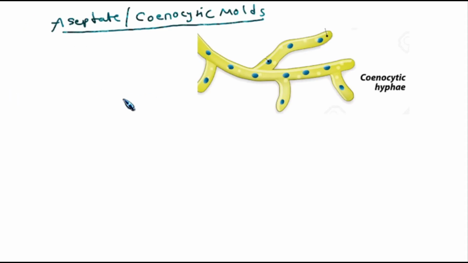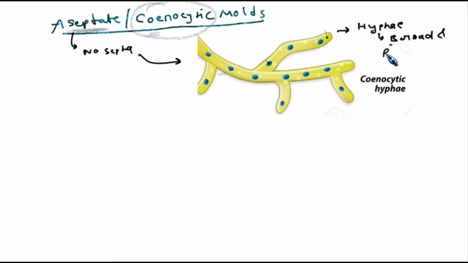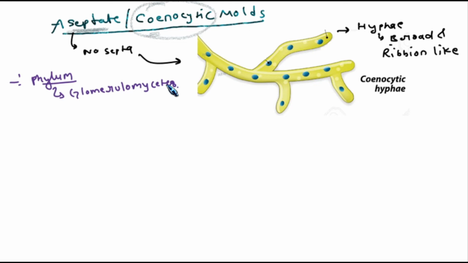Aseptate or coenocytic molds. Coenocytic means multinucleate. If there is no septa between two cells, the nuclei are free to move, and there is a multinucleate condition. No septa, multinucleate. The hyphae are broad and ribbon-like. Hyphae of aseptate or coenocytic molds are broad and ribbon-like. You have to memorize that. The phylum in which aseptate hyphae come is Glomeromycota.